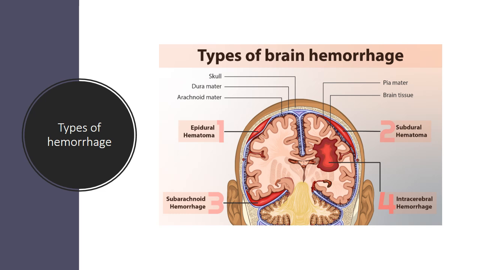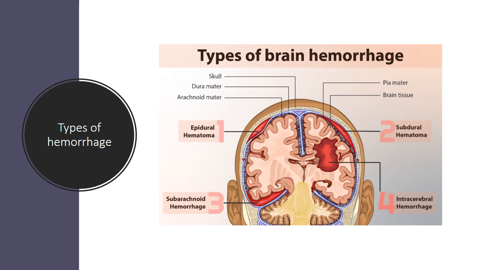And then we have the bleed that happens in the subdural space. This bleed is called the subdural hematoma. This bleed might be caused due to injuries of what we call the bridging veins. Underneath the subarachnoid space, we have the subarachnoid hemorrhage. Subarachnoid hemorrhages are caused mostly because of aneurysms.